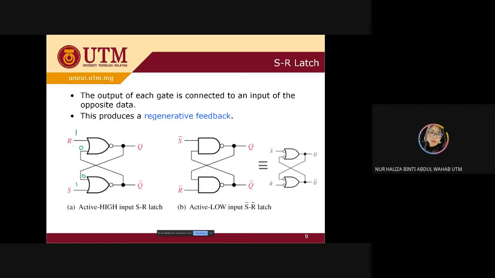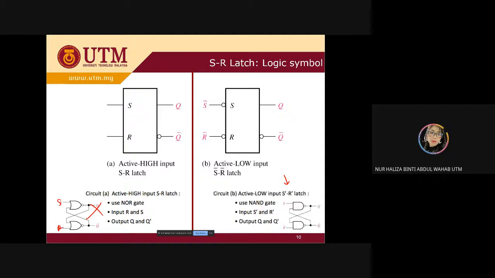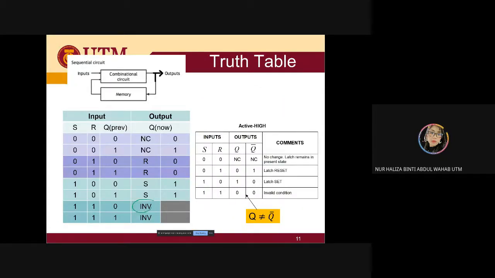When you have 1 and 1 for S and R, and the previous output is 1, 1 and 1, you will get 0. The 0 will be here, 1 and 1, you will get 0. So still 0 and 0. Supposedly, here and here should toggle to each other. That's why you can conclude that if 1 and 1, your output will be an invalid condition.